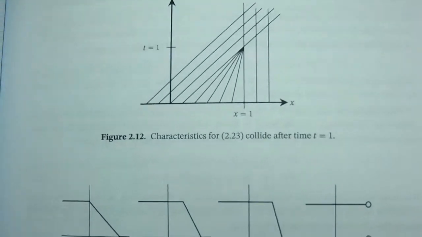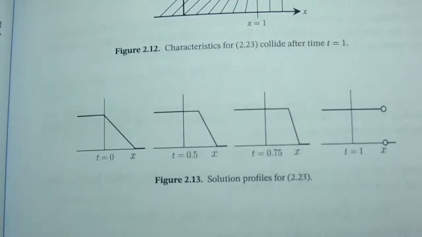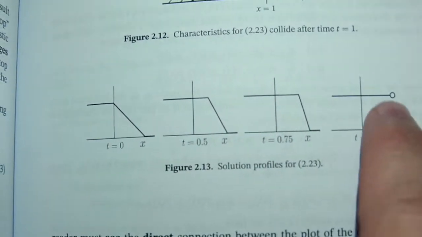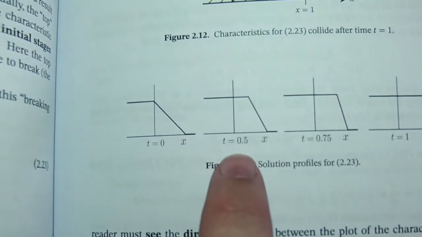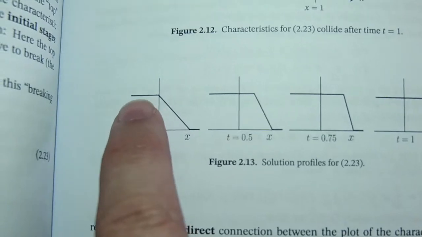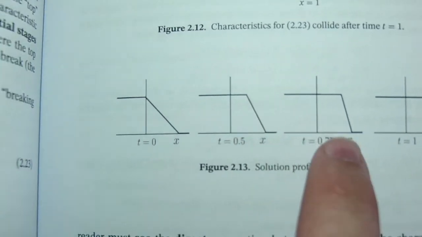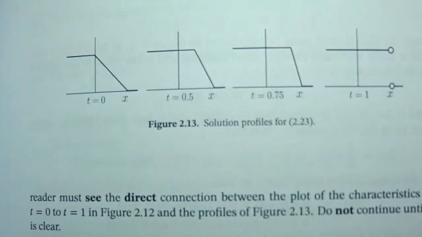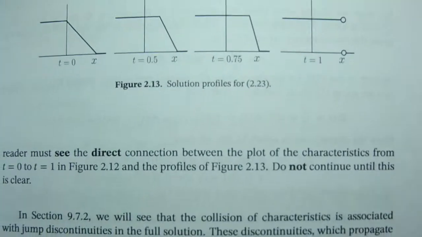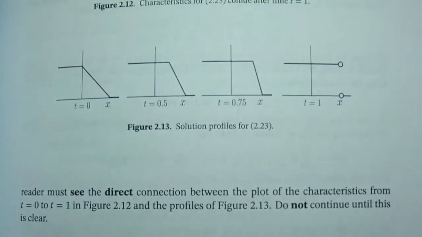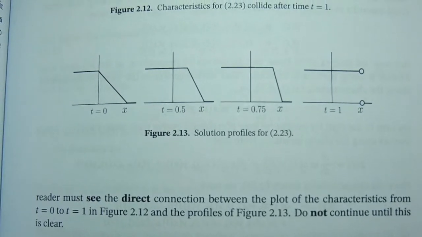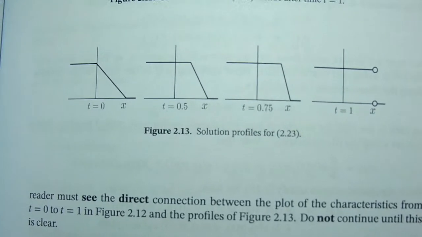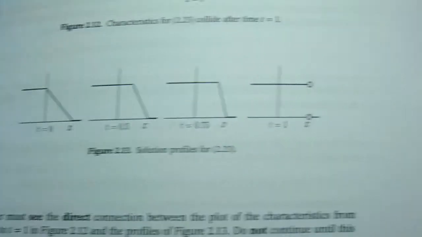Okay, so here's the characteristics. We see they collide after t equals 1. What that translates to in the solution profile is a jump discontinuity here. So as t increases, this top is overtaking the bottom until a break happens, a jump discontinuity. Any such discontinuity that arises like this will propagate to the right with a speed determined by the PDE. Such jump discontinuities are called shock waves, or this is an example of how shock waves propagate.